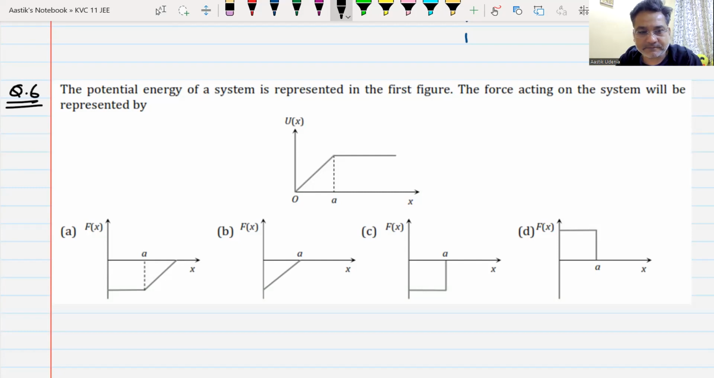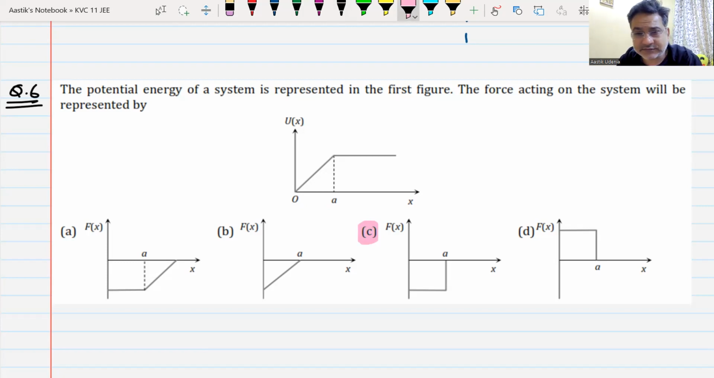Yes, my dear friends. Which graph? Which graph is the force represented by? And the answer is option C.